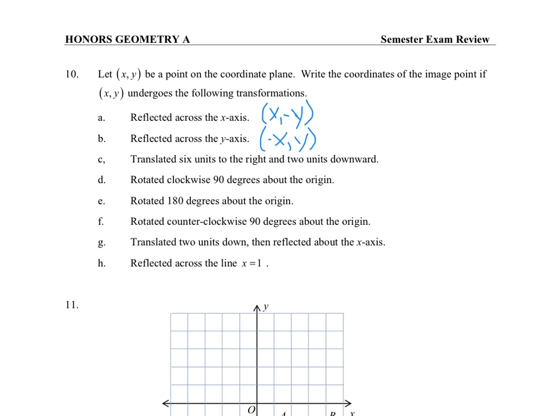When we translate 6 units to the right, that means our x is changing by adding 6, and then we're going to move 2 units downward, meaning y is going to decrease by 2.